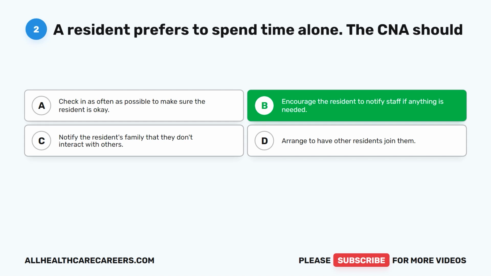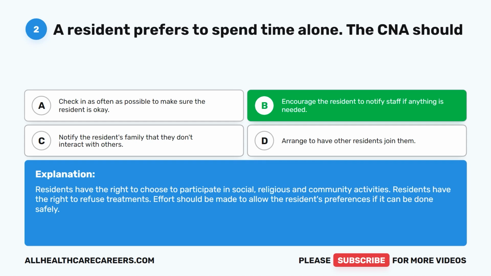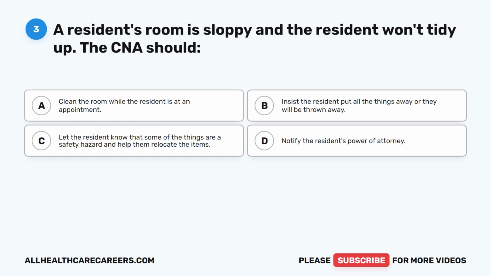Encourage the resident to notify staff if anything is needed. Residents have the right to choose to participate in social, religious, and community activities. Residents have the right to refuse treatments. Effort should be made to allow the resident's preferences if it can be done safely.